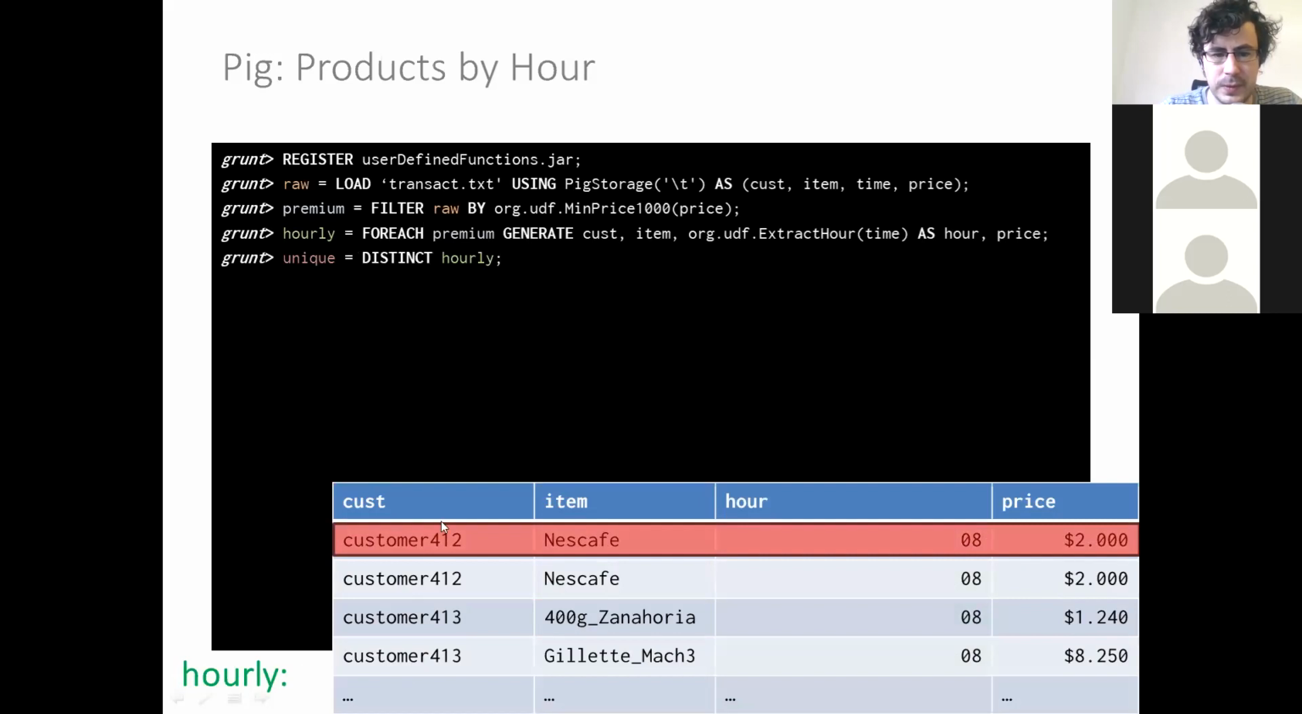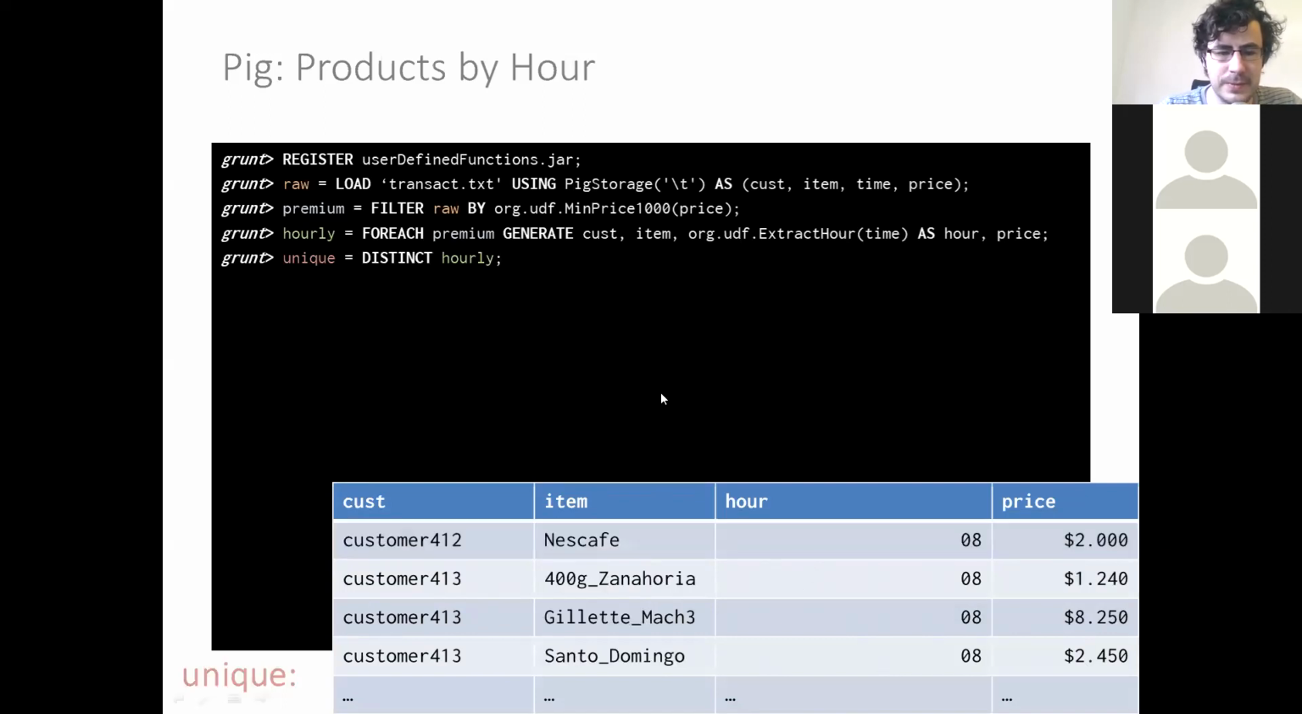Next, we're going to remove any duplicate items. So what this means is if we have one customer who buys the same item several times, we just want to count it once. Okay. So in this case, we do distinct, which means that essentially we're going to get rid of entire tuples that are duplicated. So in this case, we see that the first tuple and the second tuple are duplicated. So we'll just remove that tuple.